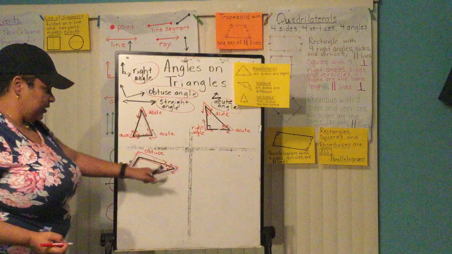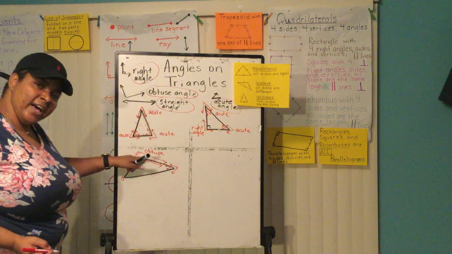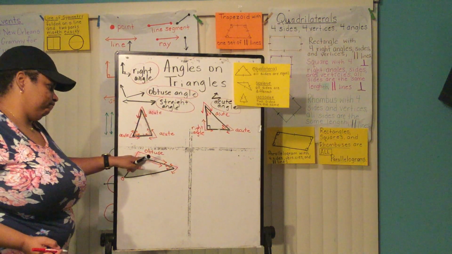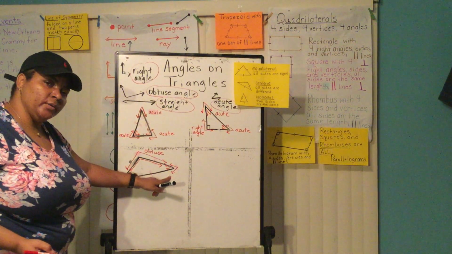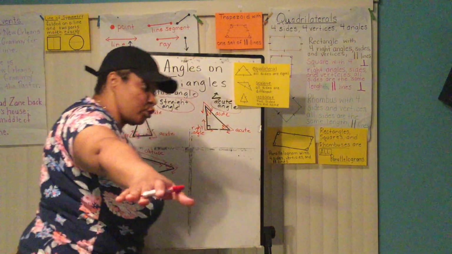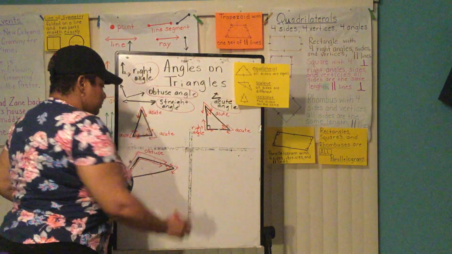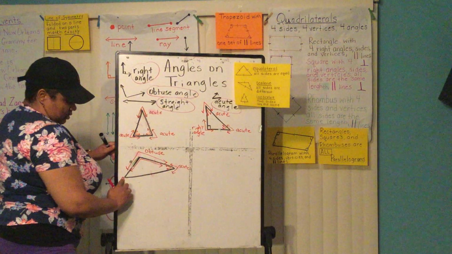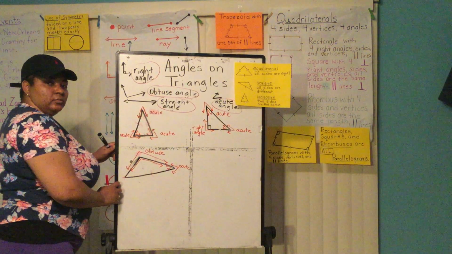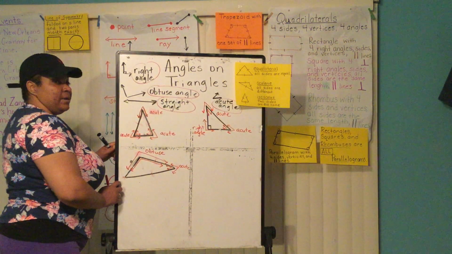Oh, does this angle look as wide as that one? So I know it's not obtuse. I don't see my square corner, and it's not just straight. So it must be acute. Okay? You trace this other angle. Let me know what you think and send me a picture.